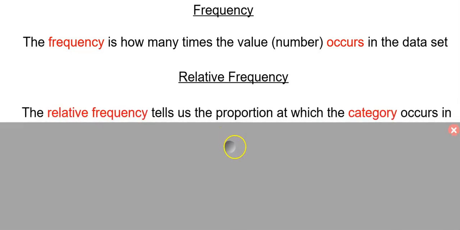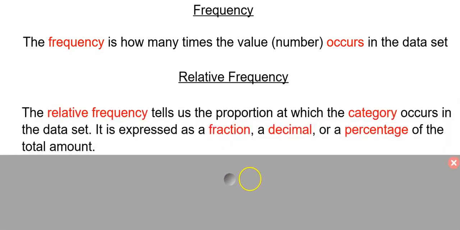Your relative frequency. The relative frequency tells us the proportion of which the category occurs in the data set. So in other words, you write this in fraction form. So it could be like out of 25 questions or 25 numbers, 5 of them are in this one. So 5 out of 25. It could be in a fraction form, it could be a decimal form, it could be a percentage form. So all that's going to come into play when we look at the numbers and see, okay, how many is in this one, how many is in that one.